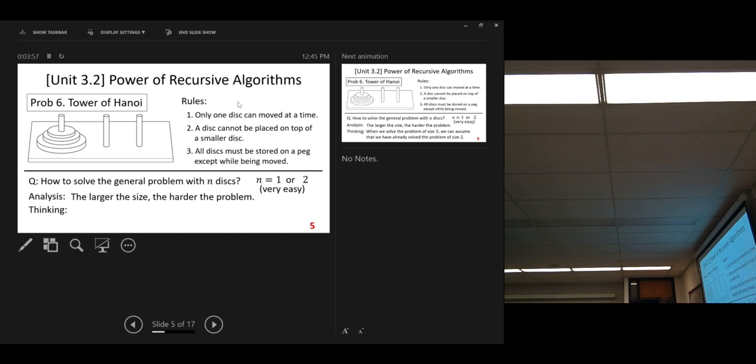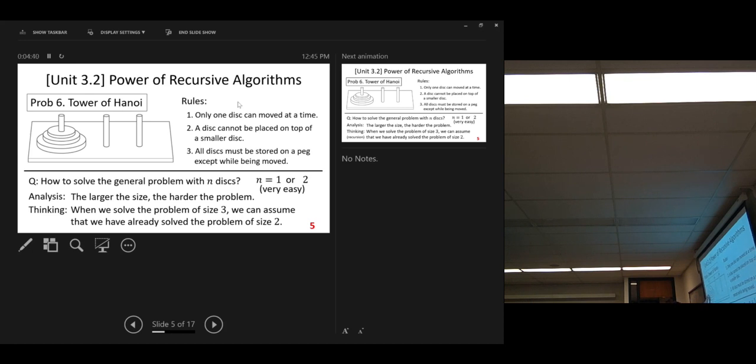Let's do this kind of thinking. When we solve the problem of size 3, we can assume that we have already solved the problems of size 2. We can assume that. If you can assume that, do you feel the problem is a little easier? If the size 2 problem is already solved.